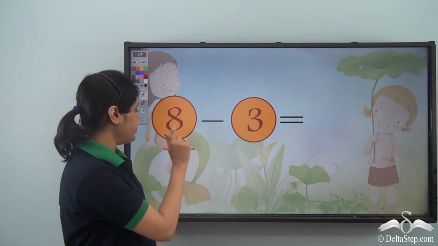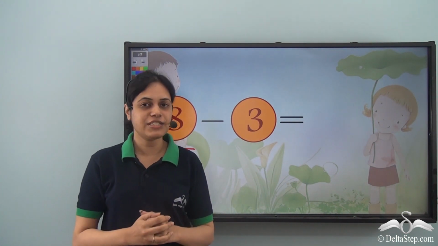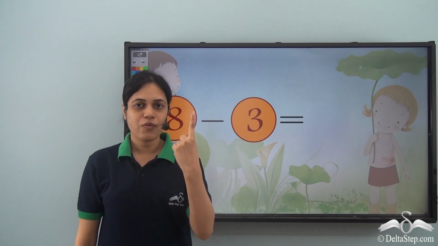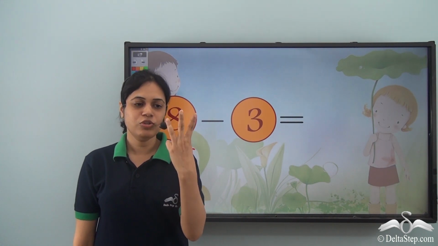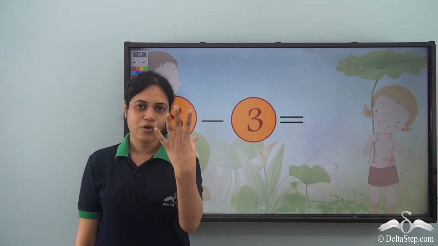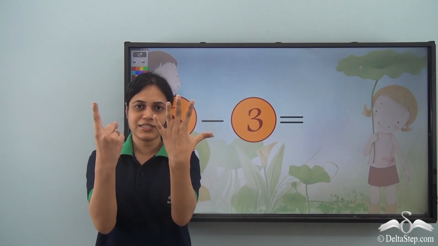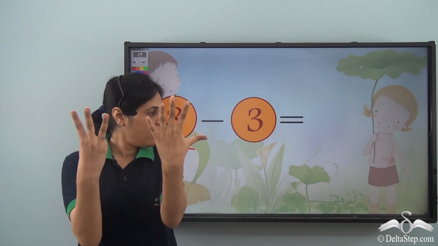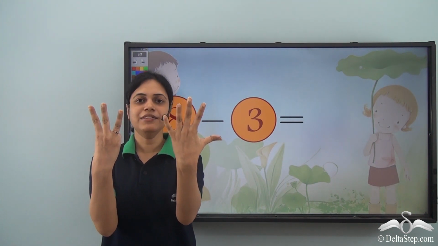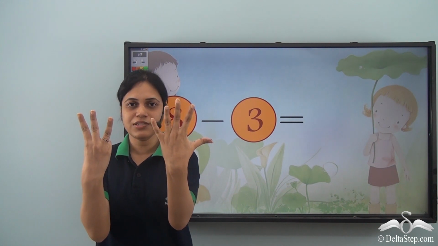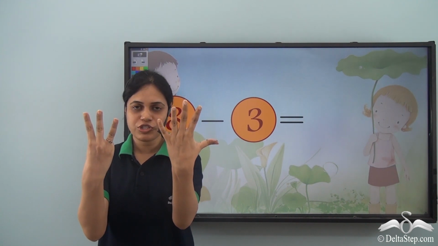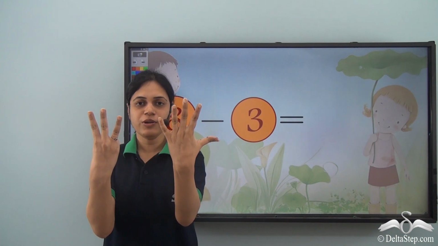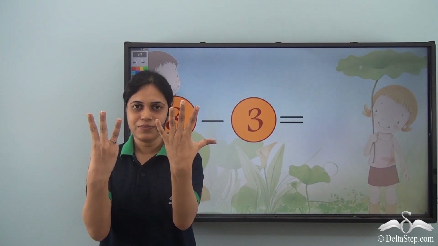First, I need to open 8 fingers. So let us open 8 fingers. 1, 2, 3, 4, 5, 6, 7, 8. And now I need to take away 3 fingers from these 8 fingers. So I need to remove those 3 fingers. So how do I remove it? I need to close them.